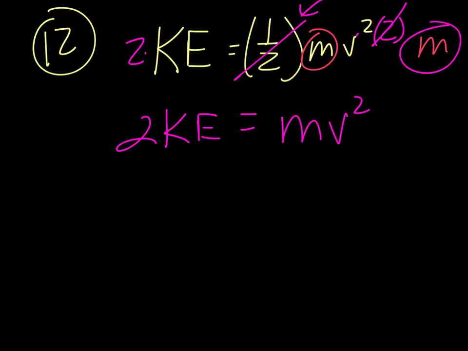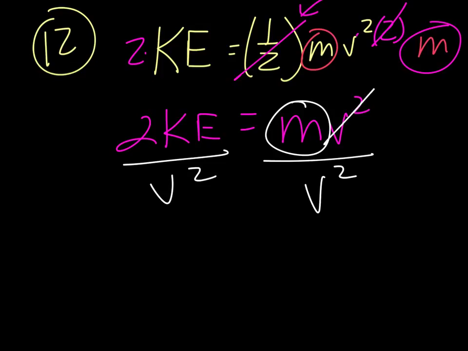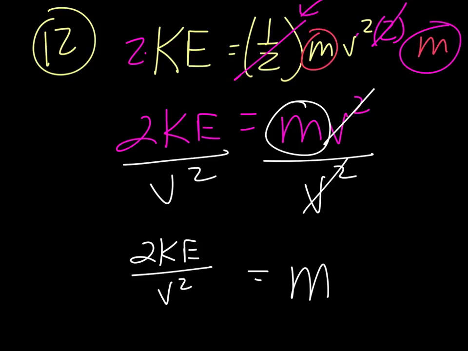Well, here, I still want to solve for m, so it's multiplication. I'm going to do the opposite. I'm going to divide everything by v squared. And I'm left with m equals 2 times k e all over v squared.